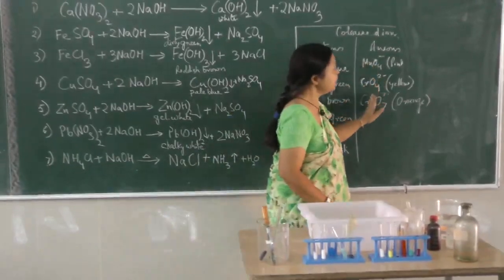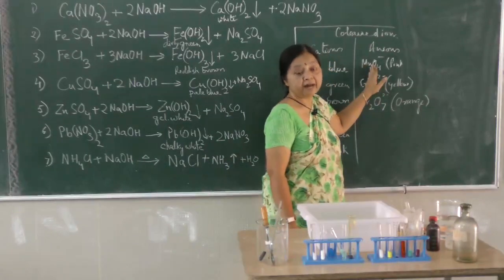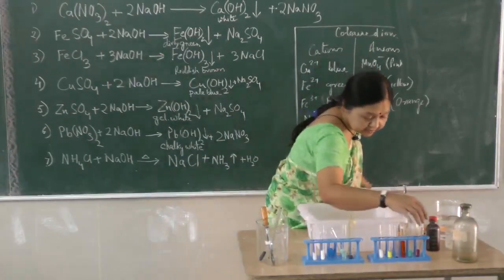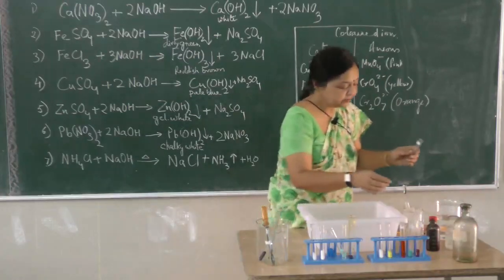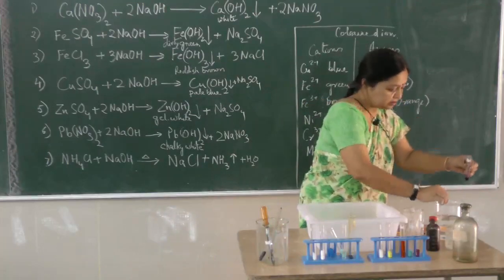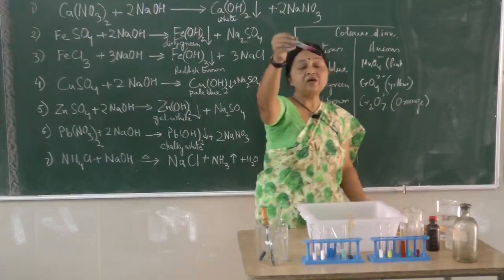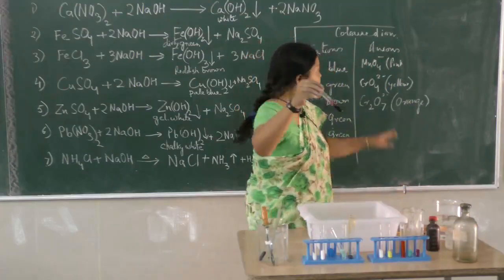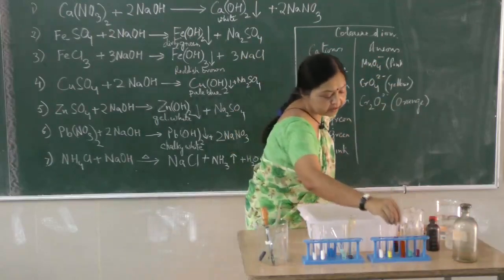Now you have the colored anions. Permanganate, pink. If I add water to this, you will be able to see the color better. See, this is the pink or purple color of permanganate, MnO4 minus.